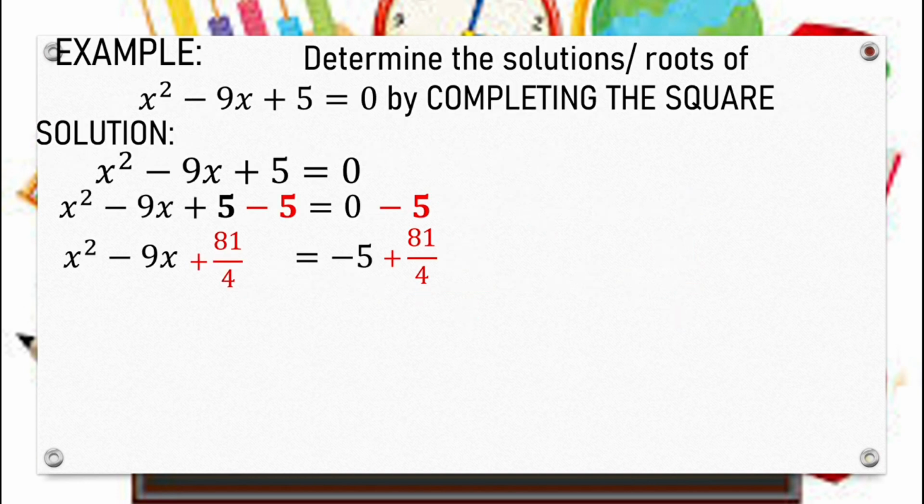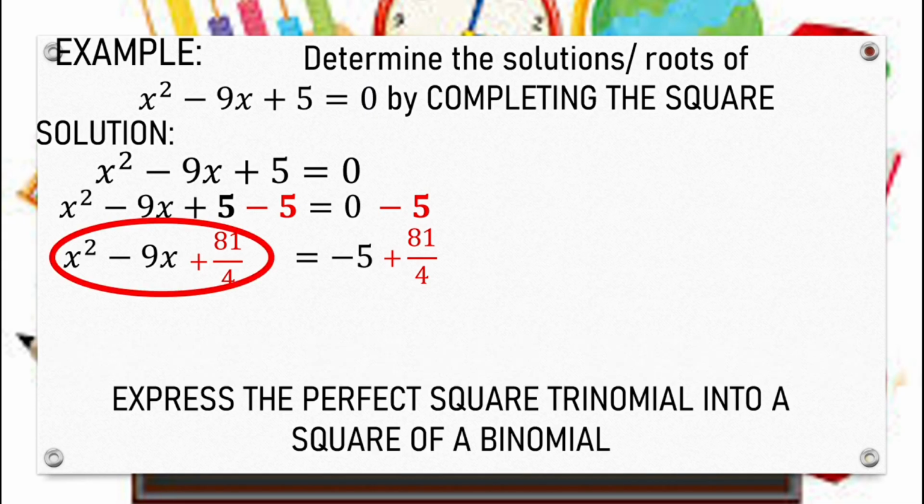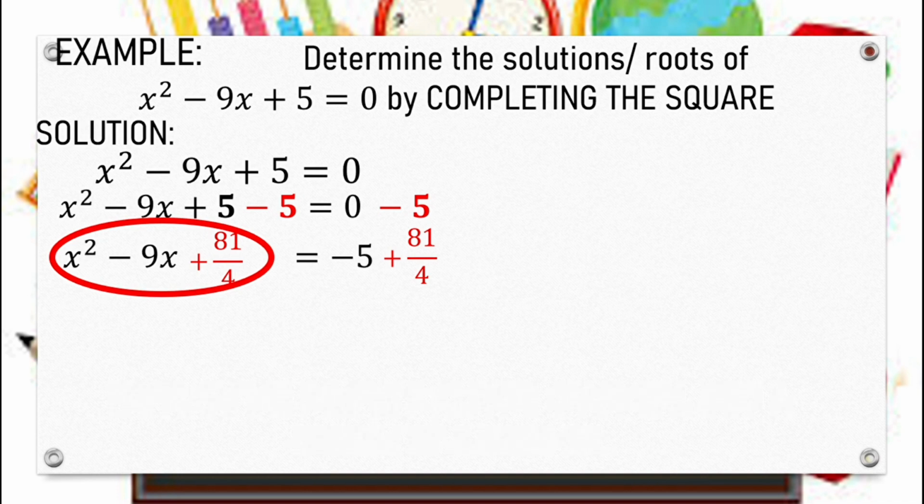x squared minus 9x plus 81 over 4 is a perfect square trinomial, and we can express this as a square of a binomial, and that is equal to quantity x minus 9 halves squared. Likewise, let's also simplify negative 5 plus 81 over 4, and it is equal to negative 20 plus 81 over 4, or can be written as 61 over 4.